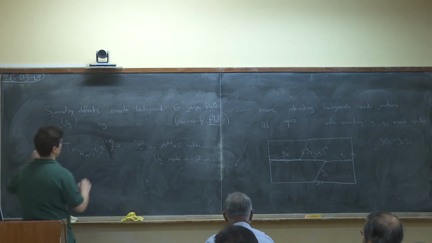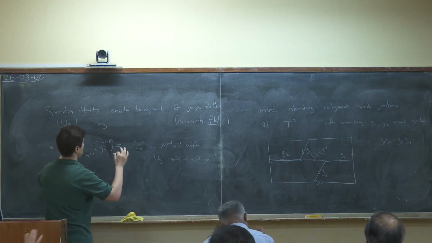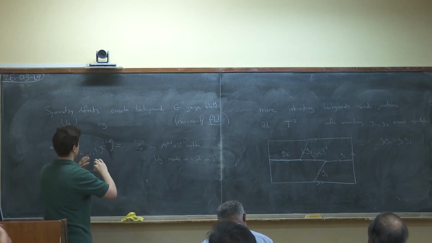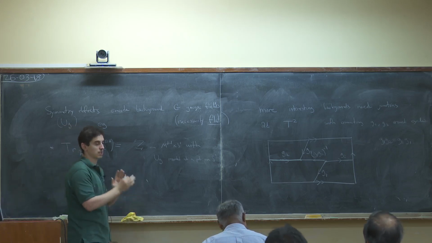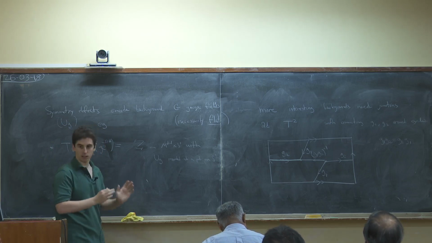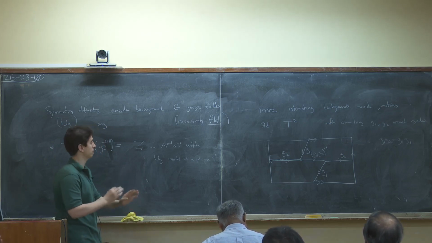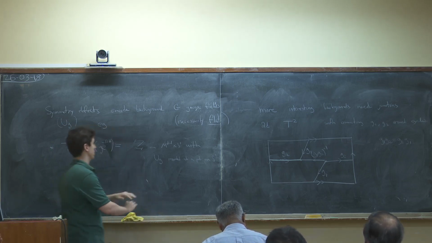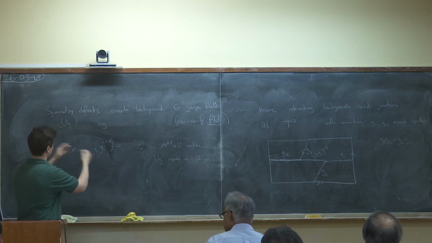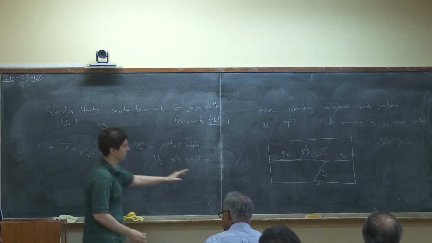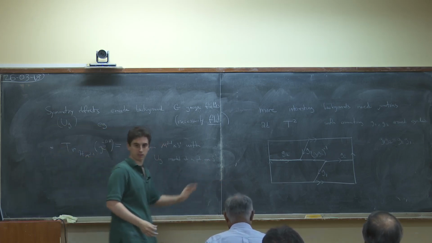What is the moral of this discussion? The moral of this discussion is that if we want to discuss symmetry defects, these abstract operators, it's completely equivalent to discussing flat background gauge fields. Every flat background gauge field can be described in terms of some configuration of symmetry defects, and conversely, every configuration of symmetry defects is some particular flat background gauge field.